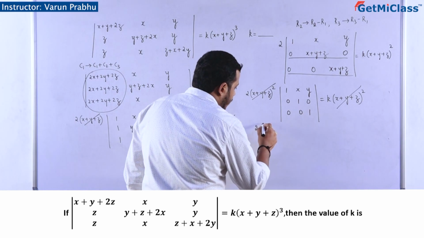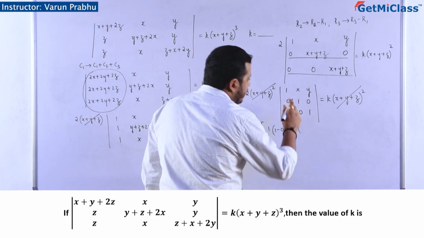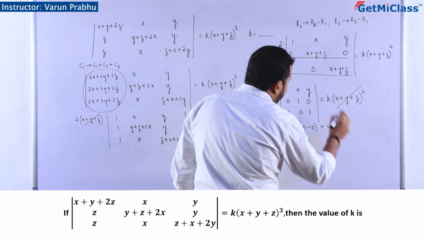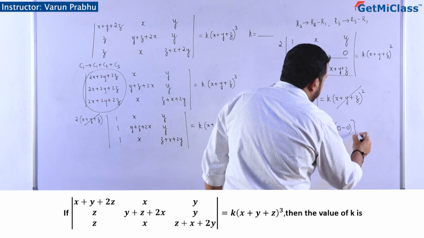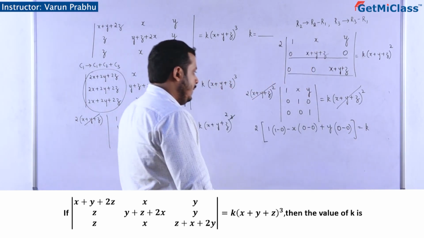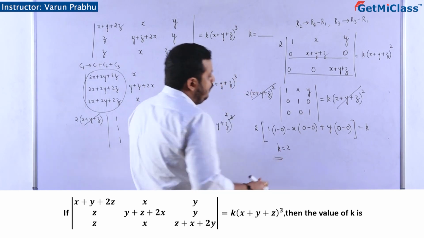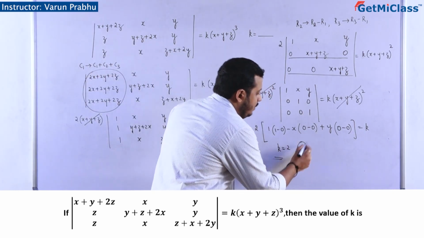So 2 into 1 into 1 minus 0, minus x into, leave the row and column, 0 minus 0, plus y into, leave the row and column. So your answer will be 0 minus 0. That is equal to k. Is it right? So the value of k will be equal to how much? The value of k will be equal to 2, which corresponds to the option number B in the answer.